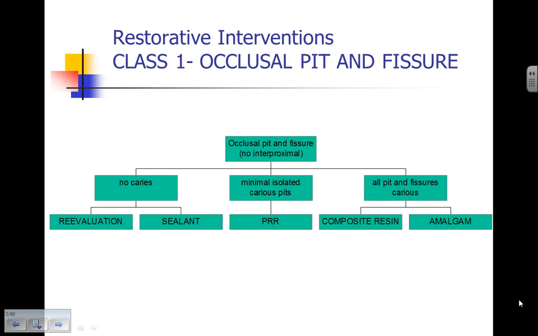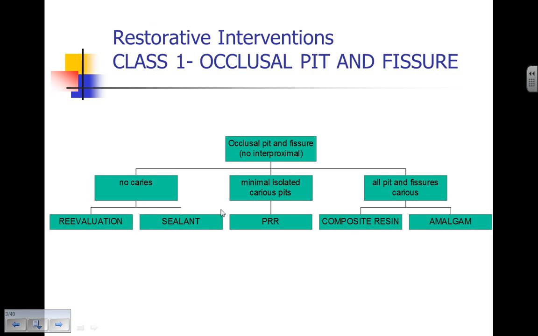Let's take a look at restorative interventions for Class 1 occlusal pits and fissures. We can break it down into three distinct categories. With occlusal pits and fissures, we're referring to the presence of no Class 2 or interproximal caries. In the first scenario, there's no caries at all. We see the clinical signs of pits and fissures, and we'll make a decision to reevaluate, use active surveillance, or place a sealant. There are a number of factors that help us make that decision, and we'll explore those decisions.